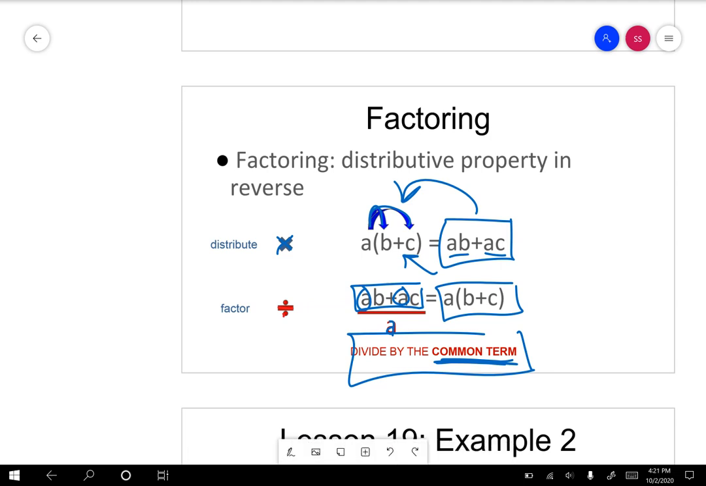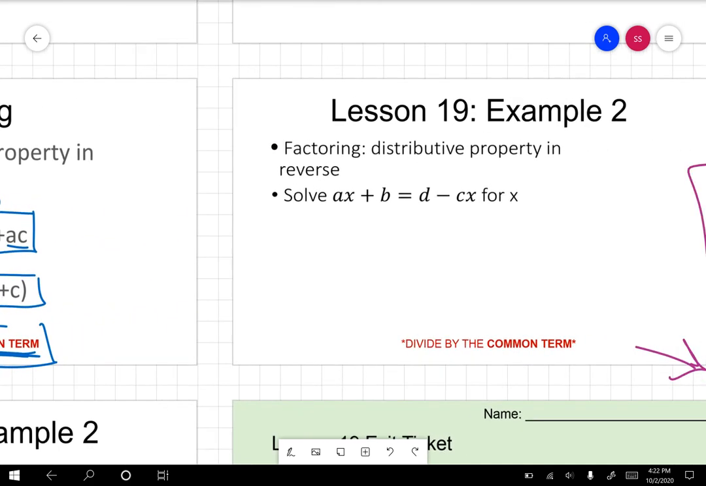Okay, we won't do too much factoring this class, but while we're rearranging formulas, you will see a couple of them on the next example. So I wanted to just mention that really quick.